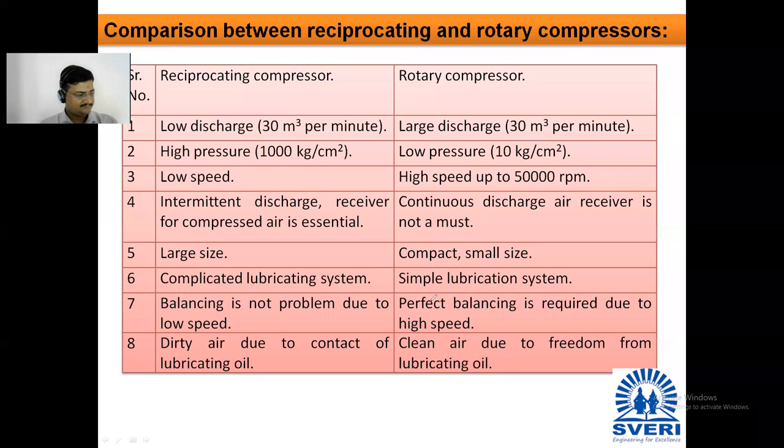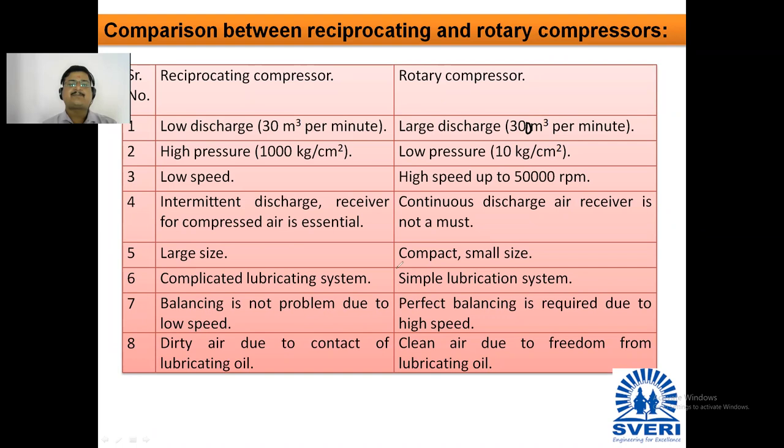Okay, but if you will use rotary compressor then the limit of the rotary compressor is not 30, here it is misprinted, 300 meter cube per minute air can be discharged through rotary compressor. Okay, means discharge is greater in case of the rotary compressor.